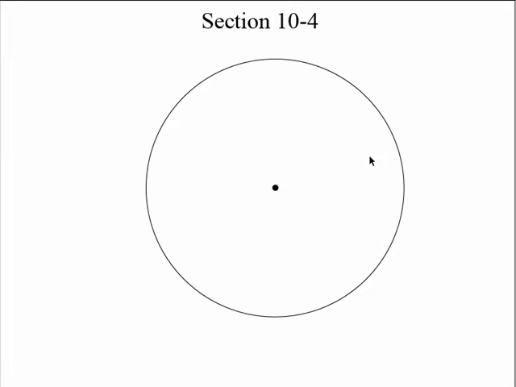Now, this time, we're going to draw another angle, but the vertex of the angle is not going to be at the center of the circle. The vertex of the angle is going to be actually on the circle itself. Remember what we said on the circle? It has to be on that line.